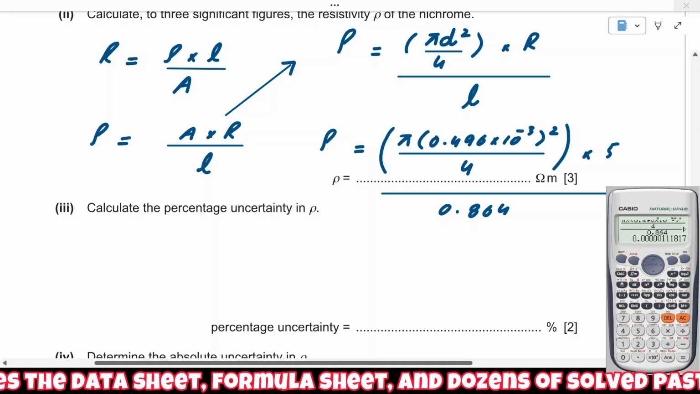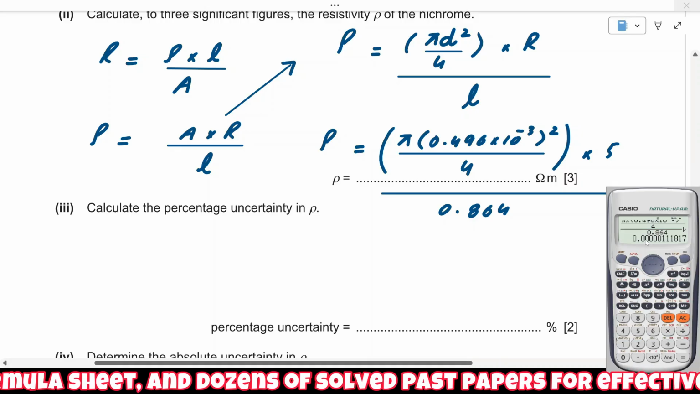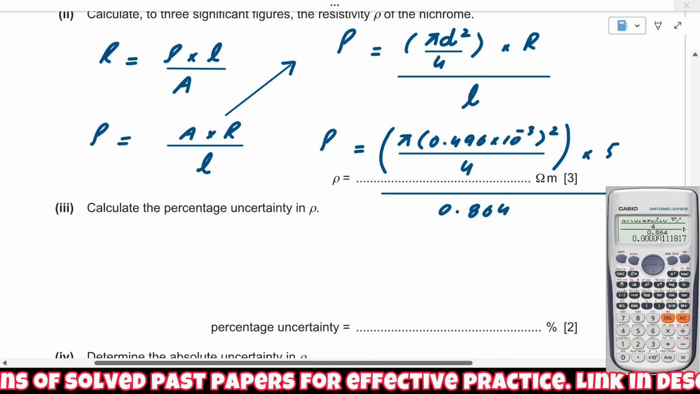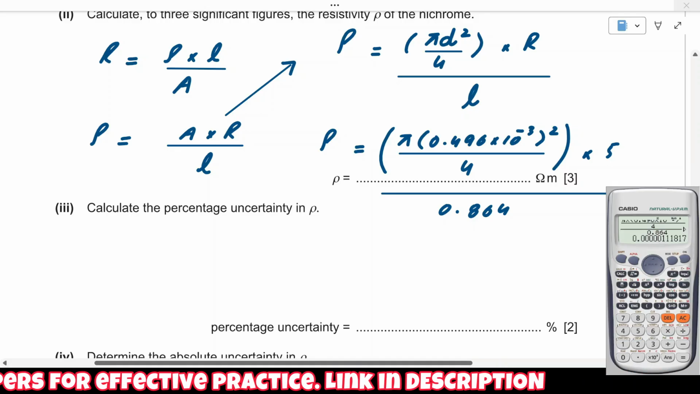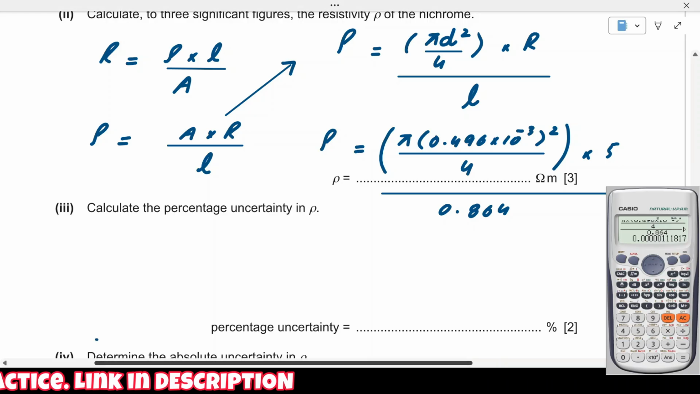So I get 1.123456. 1.1 into 10 raised power minus 6, but we need to answer in 3SF, so 1.118, so 1.12.